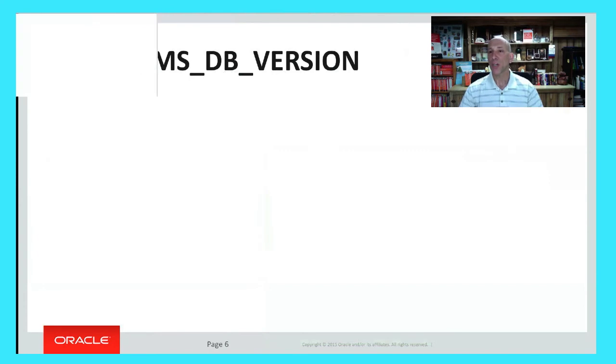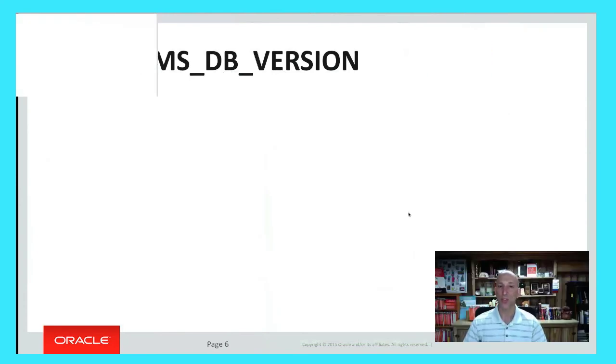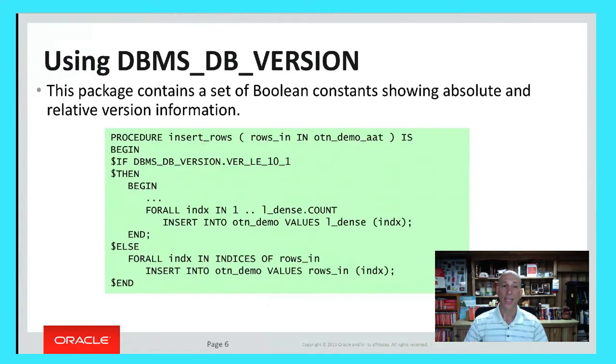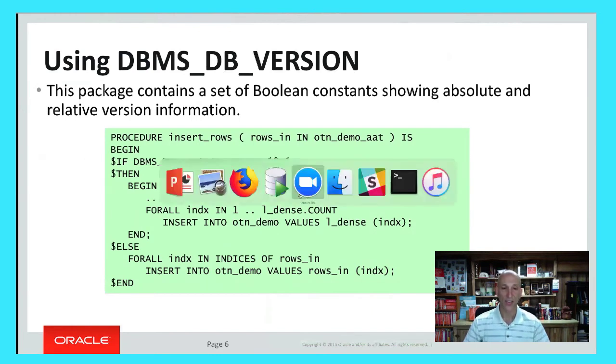Now, when you want to write code that's dependent on the database version, we have a special new package called DBMS_DB_VERSION. It's available in all versions of the database that support conditional compilation, which started in 10G. And they consist of a bunch of Boolean constants showing you the absolute and relative version information. Let's take a look.